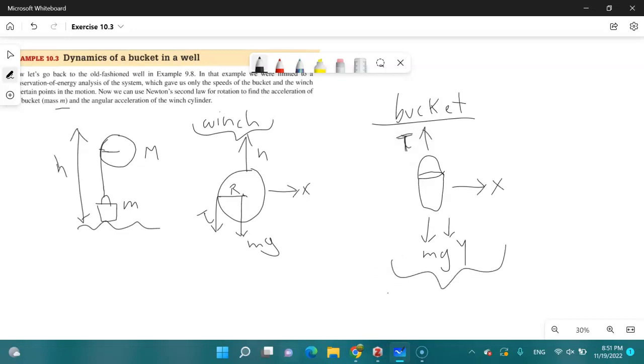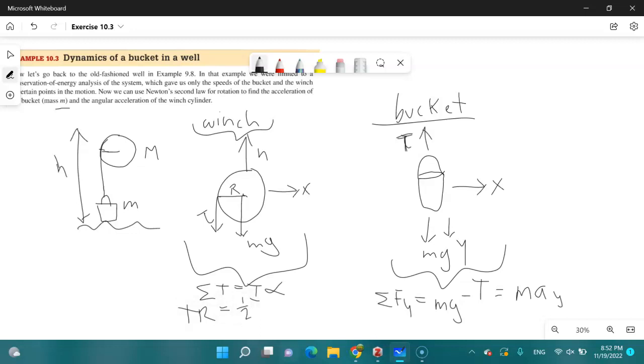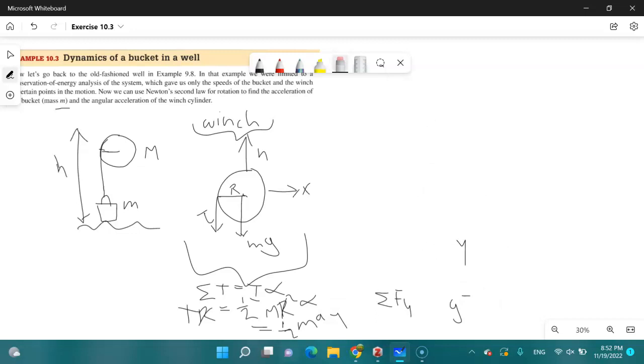So the equation for the bucket is going to be that the sum of the forces in the y direction is the weight minus the tension. And that would be equal to m times a in the y direction. And then for the winch, to find the sum of the torques, we would have to find the inertia times the angular acceleration. So tension times the radius will be equal to half of the capital M times r squared times the angular acceleration. And then if we cut out the r's, so they can be both divided by r, we would have half of Ma in the y direction. So now let's continue solving this because I'm running out of space.